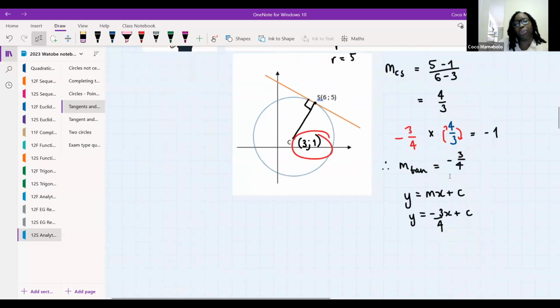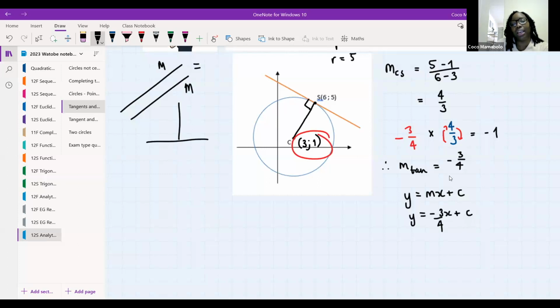All right. Remember in grade 10, we did the gradients of parallel lines? What did we say about the gradients of parallel lines? That they are equal. And then we also had perpendicular lines, and we said that the gradient of the perpendicular line and the gradient of this particular line, if we find the product of these two, they need to give us?